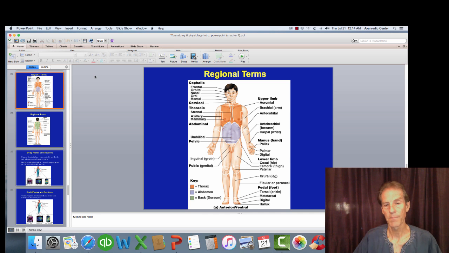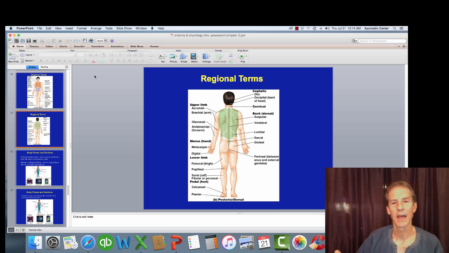Down in the lower limb, we have the hip or coxal, the femur or femoral area of the thigh. Patella is the knee. Crural refers to the foreleg. Fibular on the outside, tibial on the inside. Pedal refers to the foot. Tarsal refers to the ankle. Metatarsal refers to the foot itself, with the digits of the foot being digital, and the big toe being hallux.